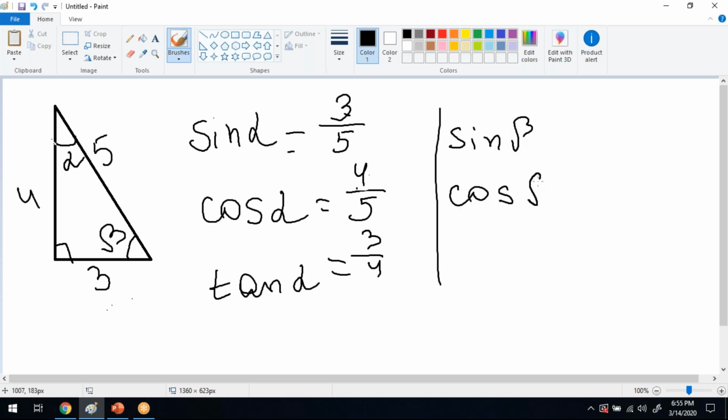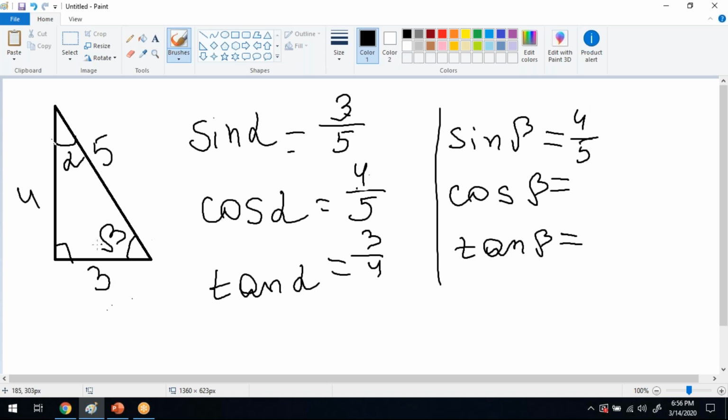The definitions of cosine, tangent, and sine will not change. Sine is still opposite leg over hypotenuse, but since we're changing the angle, now for the angle, the opposite and adjacent legs would change. So sine beta is opposite leg over hypotenuse. If for alpha the opposite leg was 3, for beta the opposite leg will be 4. So it will be 4 over 5.